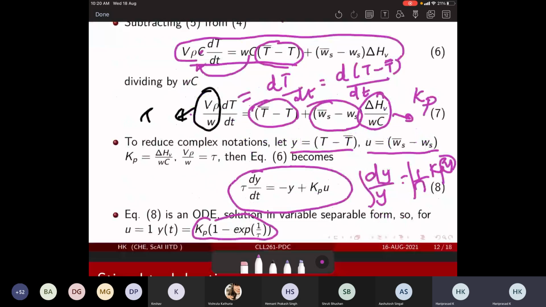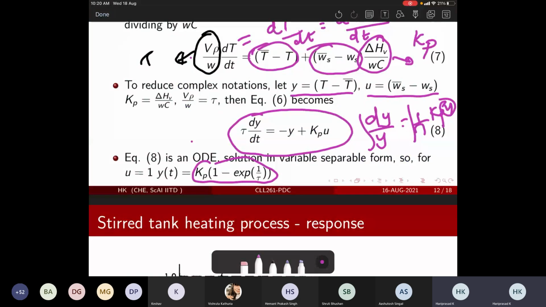So eventually we've got a nice ODE that satisfies everything. When you solve, you are not going to get T, but you will get T minus T bar. To get T, you will have to add T bar to the solution. So y is T minus T bar, and when you solve it you will get T minus T bar only. If you need to get T, you just need to add that bias, what I call the steady state value, to the system. Is that okay to all of you?